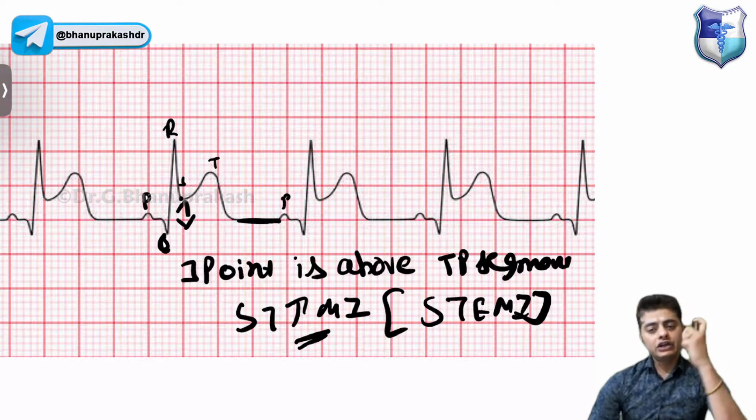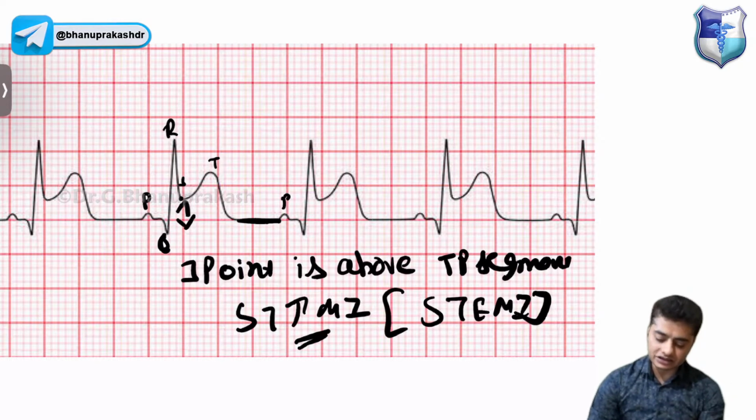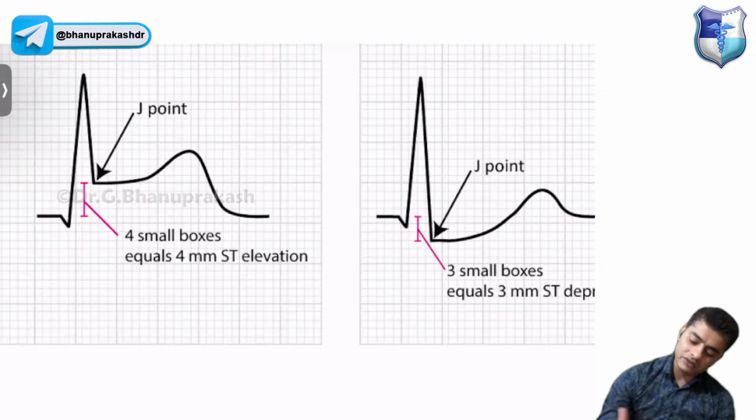So you have to see the J point. For the J point, you must know what is your isoelectric line. The isoelectric line is your TP segment. You compare that point with TP. If that point is above it, then you will say it is ST elevation MI. So here, four small boxes which equal 4 mm, so ST elevation.